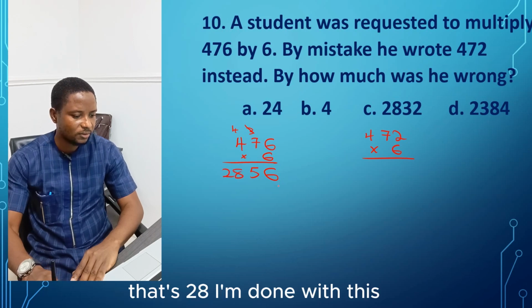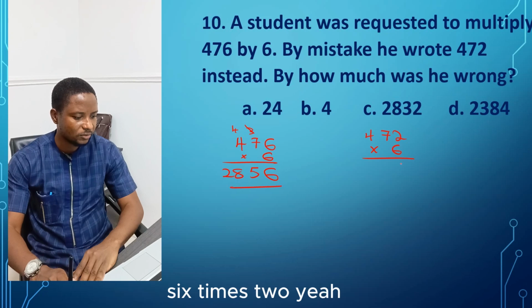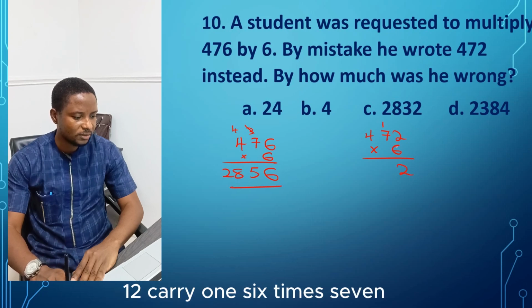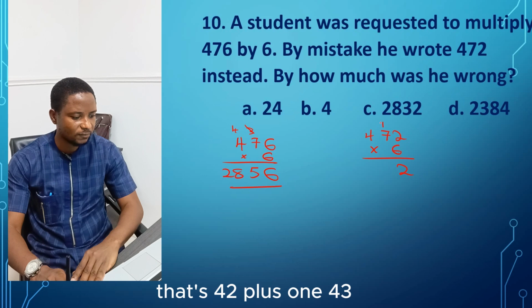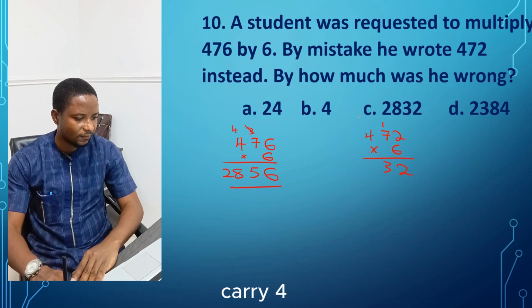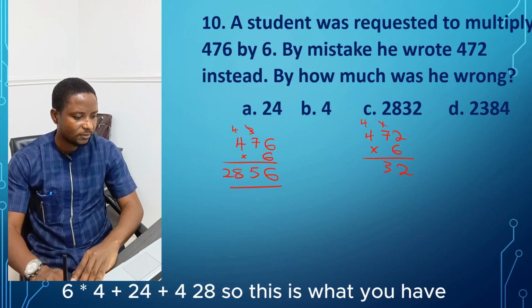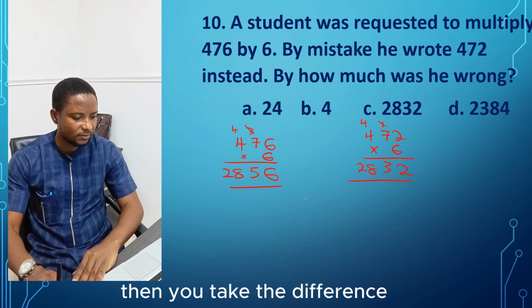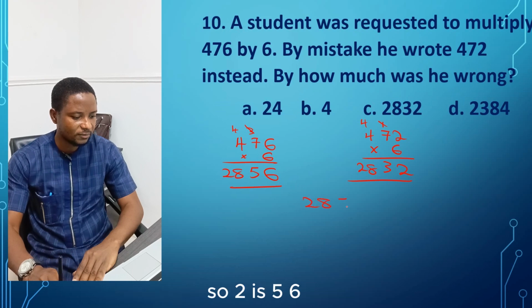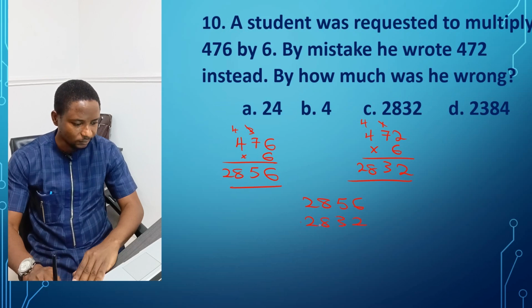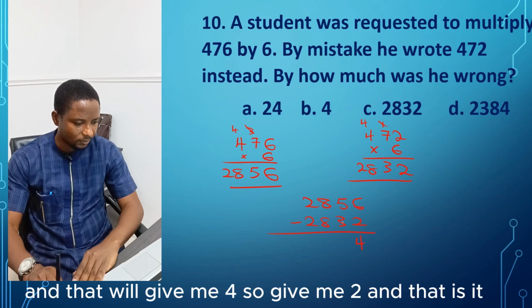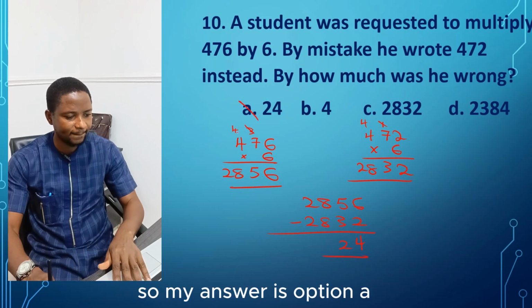So I'm done with this. 6 times 2 here, 12. Carry 1. 6 times 7, that's 42. Plus 1, 43. Carry 4. 6 times 4, that's 24. Plus 4, 28. So this is what you have. Then you take the difference. So 2856 minus 2832. And that will give me 4. This will give me 2. And that is it. So my answer is option A.